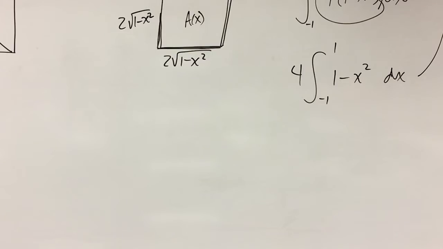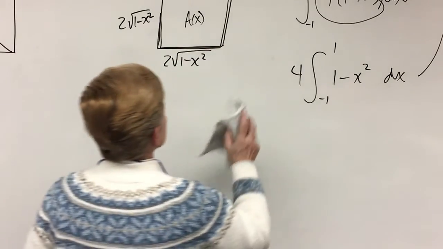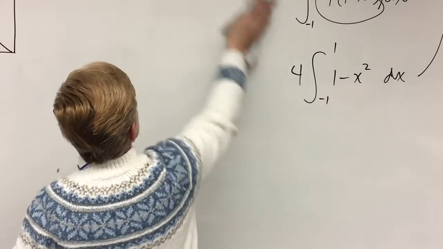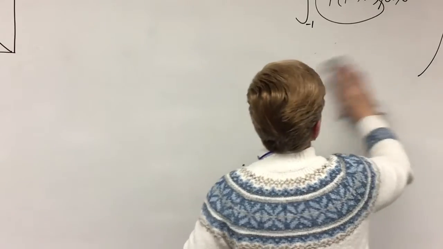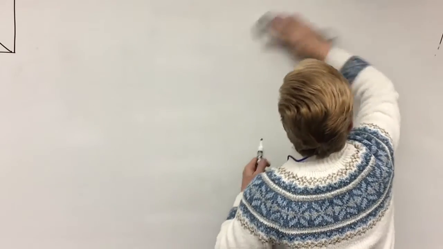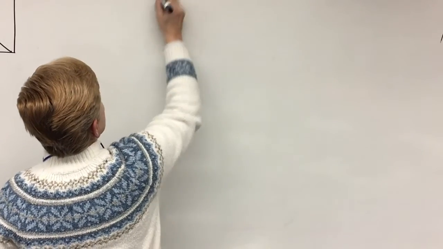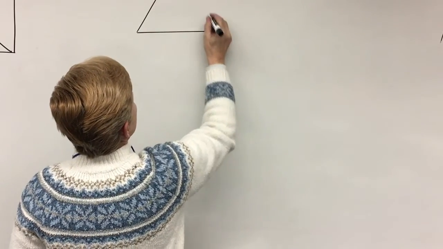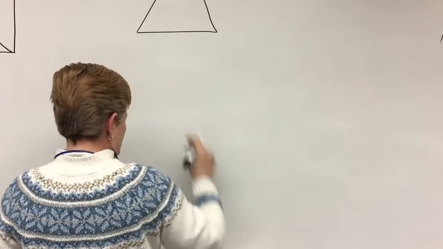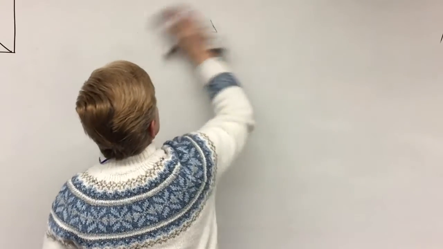All right. The other thing, maybe you've seen this, and if you have, you probably can't recall it. I want to talk to you about the area of an equilateral triangle in particular. An equilateral triangle, that's pretty crappy, hang on, looks more isosceles.